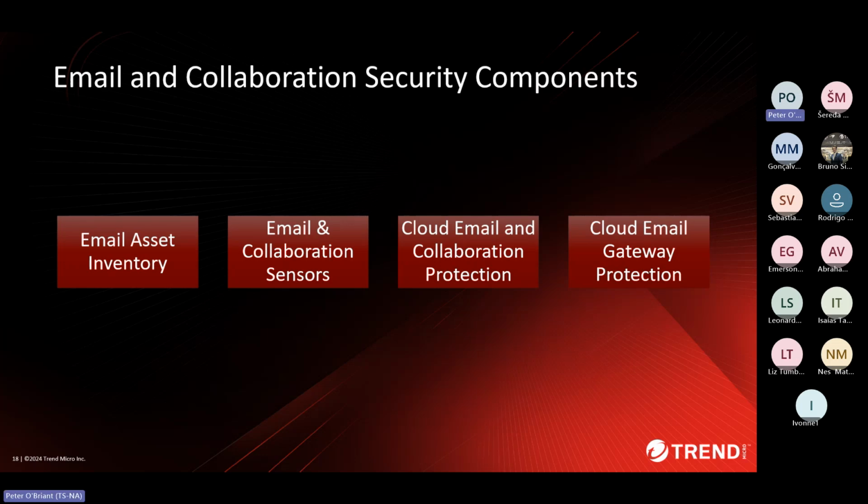The cloud email and collaboration protection component is going to provide advanced protection for the cloud email services such as Exchange Online, Gmail, and those collaboration services like OneDrive, SharePoint Online, Teams, things like that. And then that's also going to provide the protection against ransomware, phishing, those business email compromise attacks, and other malware and unauthorized transmission of sensitive data.